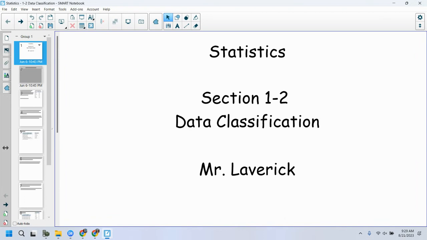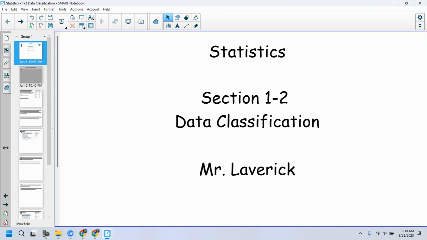All right, now, in the last lesson we talked about a lot of different basics. So, what is a population? What is a sample? What is a parameter? What is a statistic? Descriptive statistics versus inferential statistics. Today is all about, once we've collected that data, how do we classify that data? How do we talk about that data? That is what we're going to be looking at today.